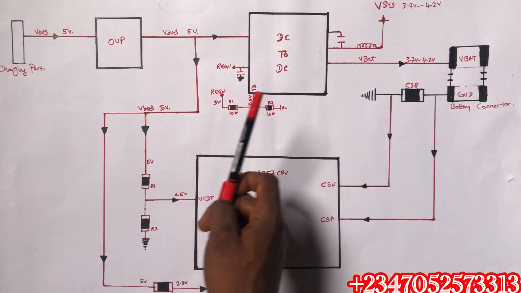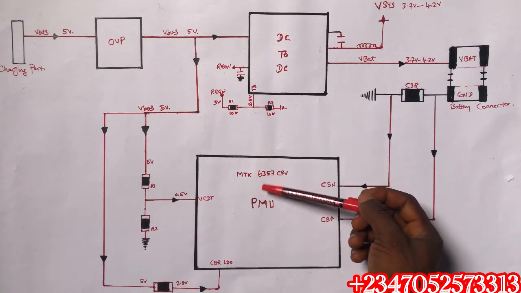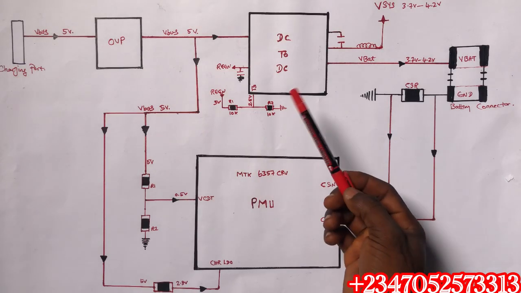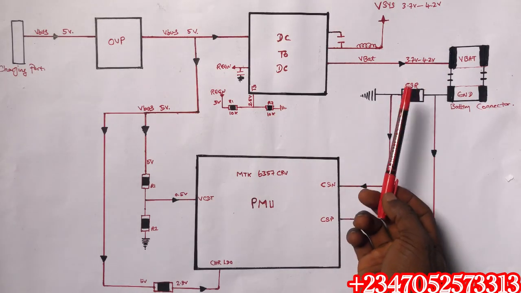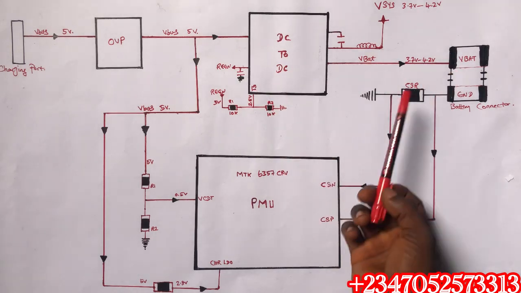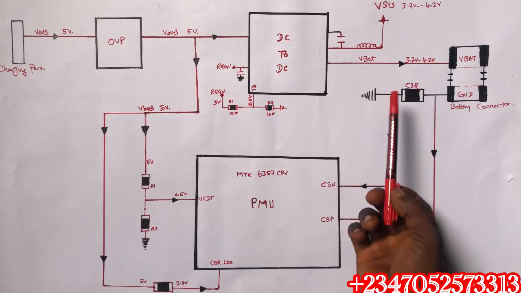One thing I will tell you is that the way these MTK 6357 lines work is far different from the way Qualcomm IC work, and the way Qualcomm IC work is different from the way SPD, that is Spreadtrum, works.